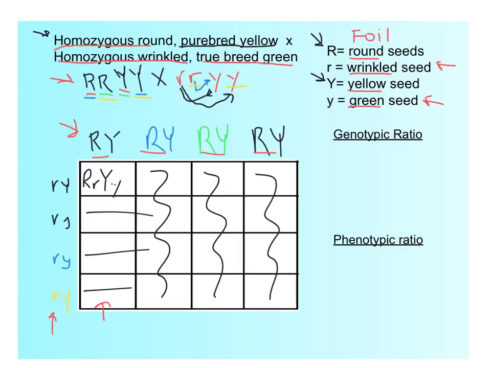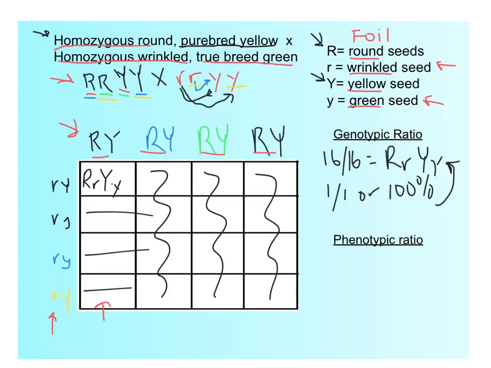Now, if you have time to kill and you want to do it 16 times, the genotypic ratio will be 16 out of 16 equals big R, little r, big Y, little y. But you know what? 16 out of 16 is the same thing as 1 out of 1. Or 100% of these plants are going to have the genotype of big R, little r, big Y, little y.